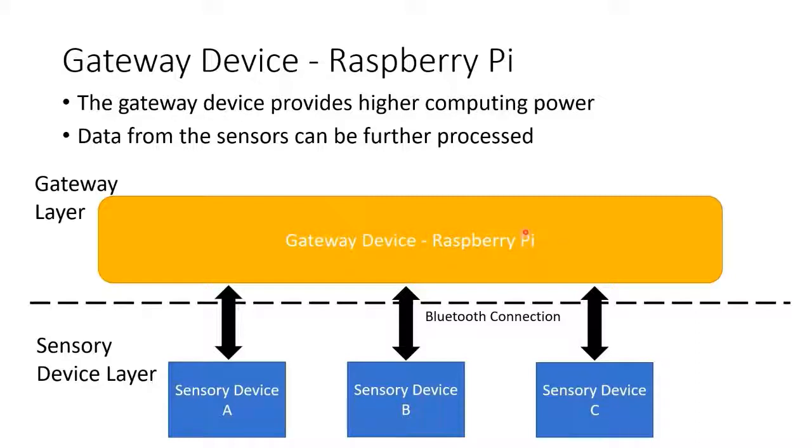And these are all transmitting data up to our gateway device. The gateway device has a higher computing power, so data from the sensors can be further processed in a meaningful way. And then once it's processed, it can be transferred to the cloud layer.